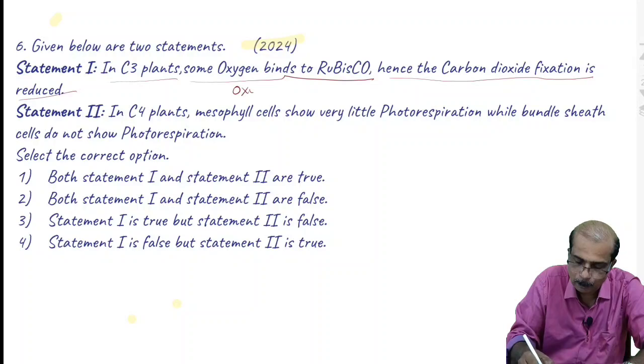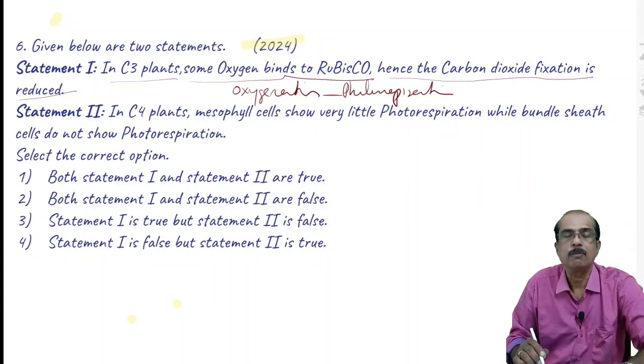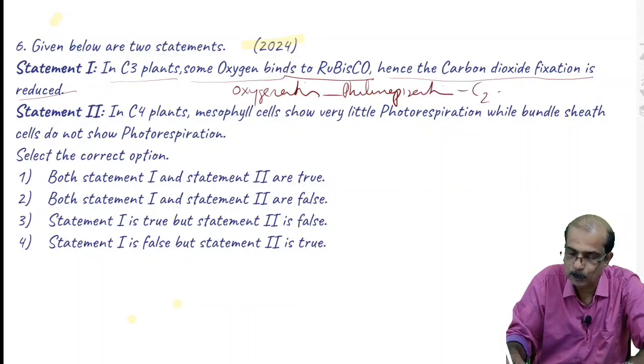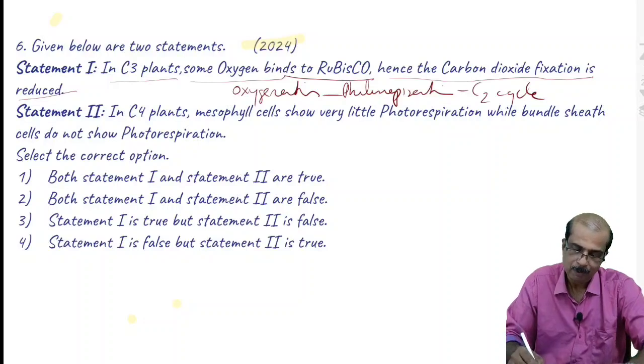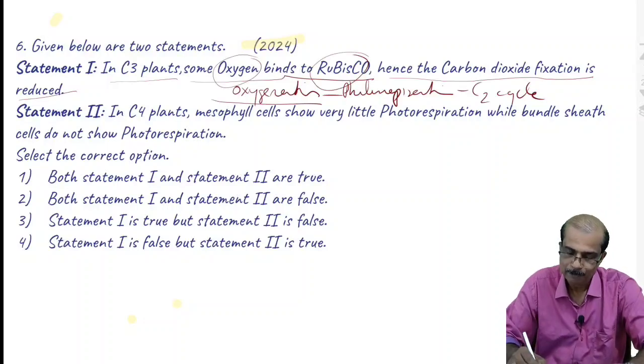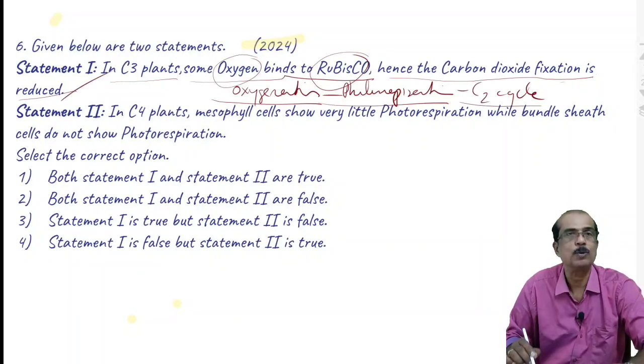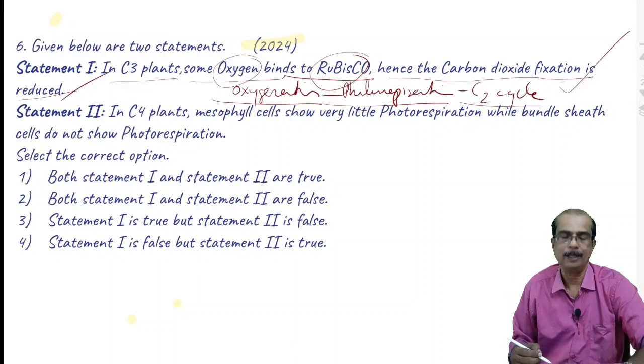Here oxygenation takes place, and this leads to photorespiration. The process is photorespiration or C2 cycle. When rubisco combines with oxygen, oxygenation takes place. Here carbon dioxide fixation is reduced. The statement is true, the correct one.